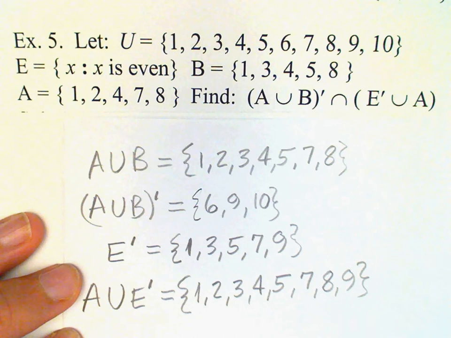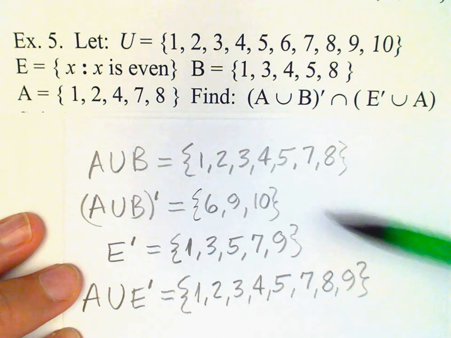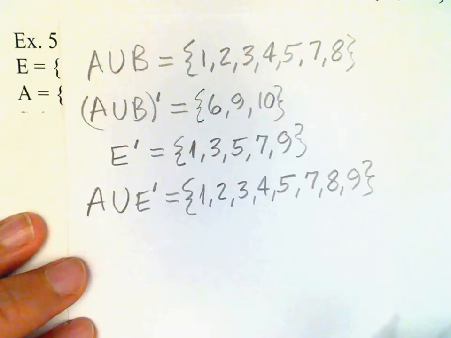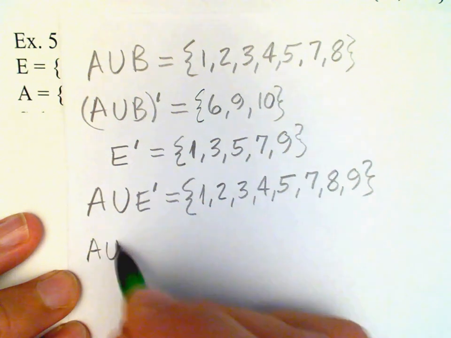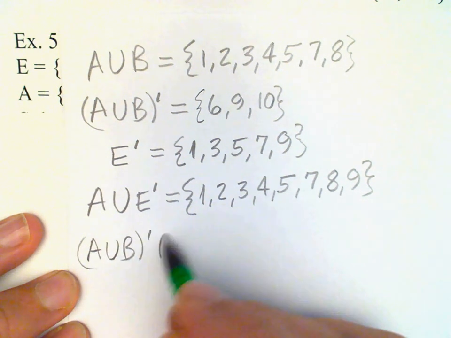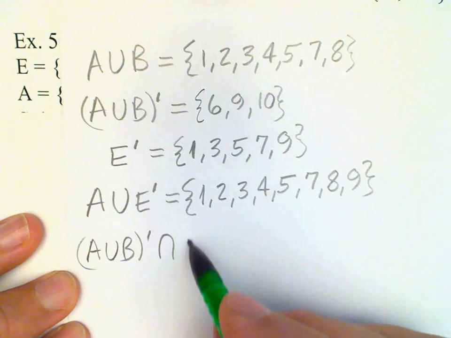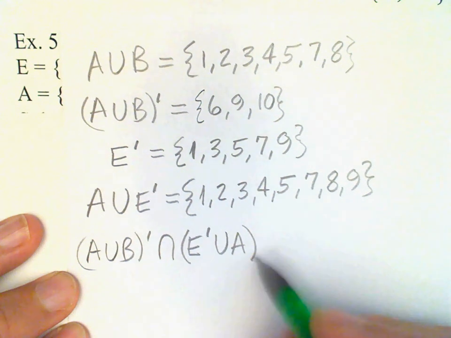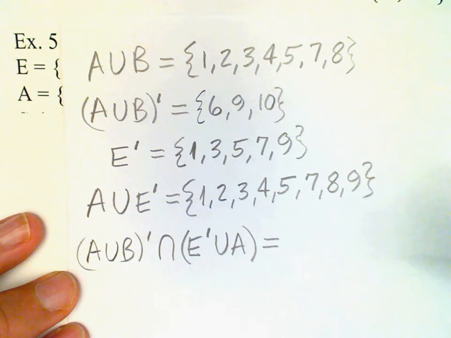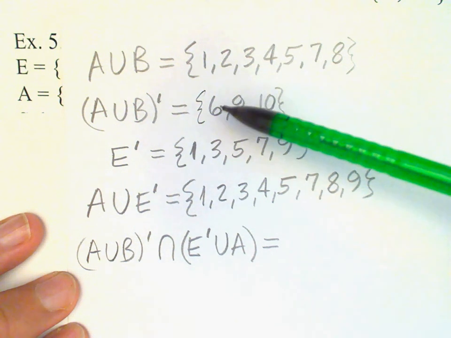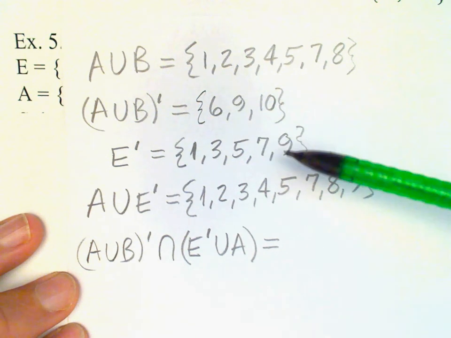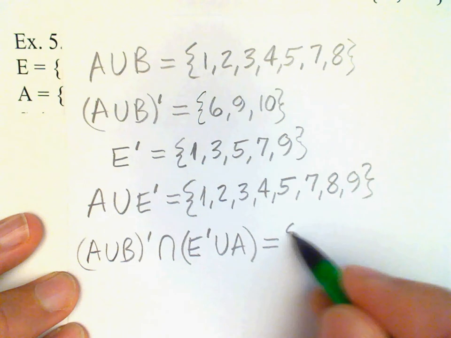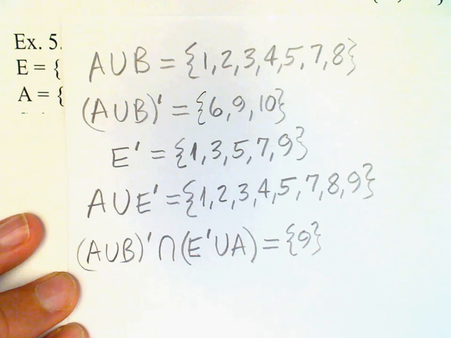Okay, and then finally I need the intersection of these two results here. So the complement of A union B, intersected with the complement of E union A. Now I have to see where these two have an element in common. Well, see, not 6, but 9 is common. And then that's it, isn't it? So that's the answer to our problem.